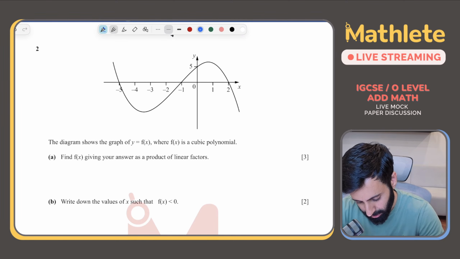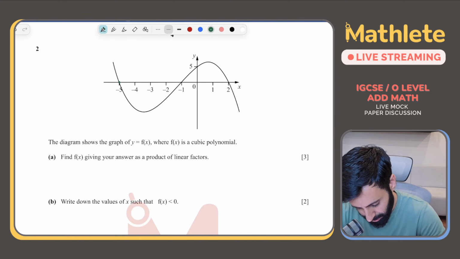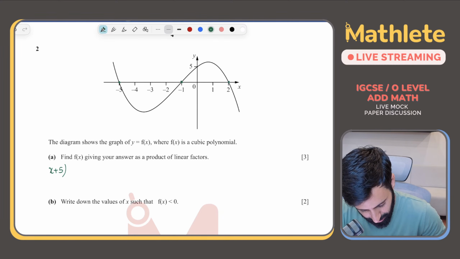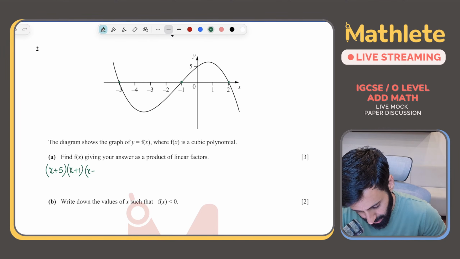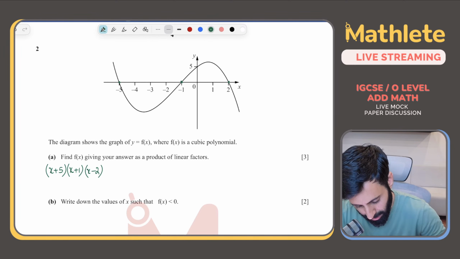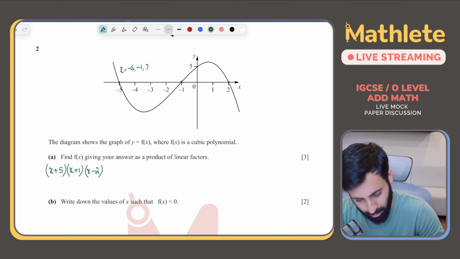Okay. So first of all, look at the x-intercepts. The x-intercepts are minus 5, minus 1, and 2. So that means we have x plus 5, and then we have x plus 1. We're just working our way backwards from the x-intercepts. And then we have x minus 2. Why? Because the x-intercepts, as you can see, are minus 5, minus 1 and 2.